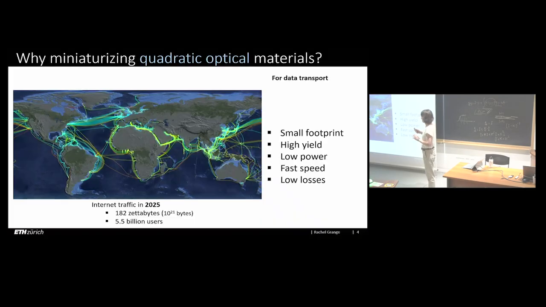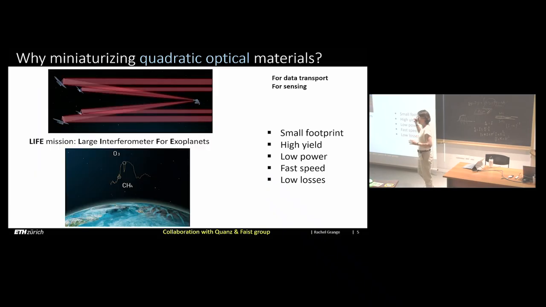Okay, so why are we interested in miniaturizing those nonlinear materials is for different types of application. I'll just give a bit of context. Data transport. Now we know that silicon photonics, in particular in terms of thermal losses, is facing some limitations. So that's why we are looking into new materials for having still a small footprint, high yield of fabrication, low power, fast speed, and low losses, not only for applications on Earth, but also in space.